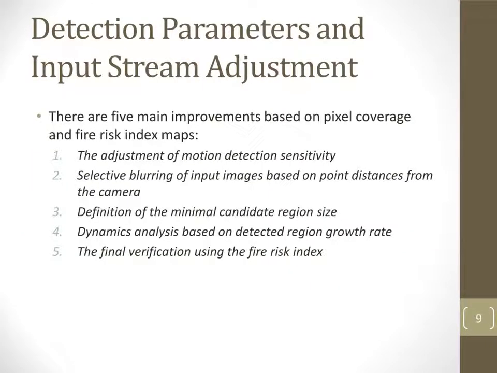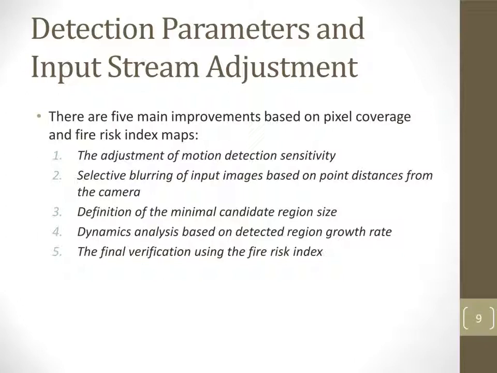There are 5 main improvements based on pixel coverage and fire risk index maps. The first one is the adjustment of motion detection sensitivity. It is possible to adjust a single general motion detection sensitivity parameter for the entire scene, but it is better to do this on a pixel level. The movement of the objects located at greater distances from the camera is more difficult to detect, and accordingly the motion detection should be more sensitive in that case.